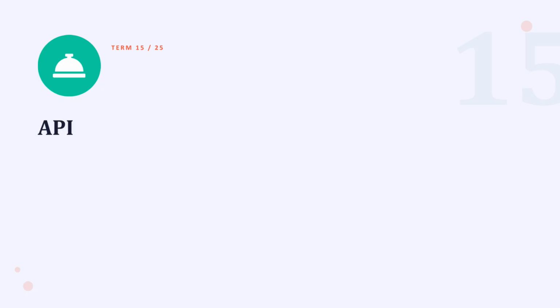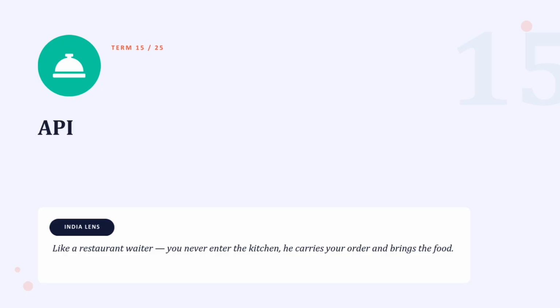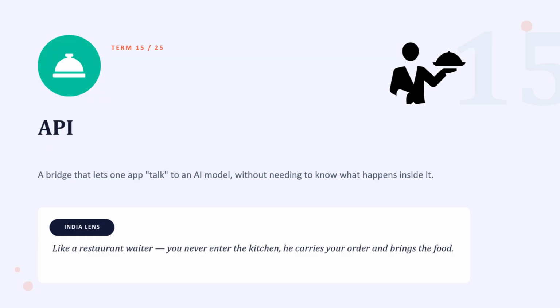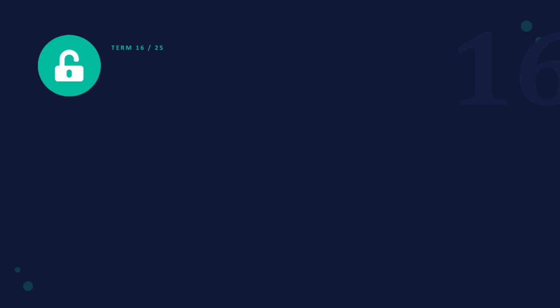Next is API. I mean, you don't walk into a restaurant kitchen to get your food. You tell the waiter what you want, and the waiter brings it from the kitchen to your table. An API is exactly this waiter, a bridge that lets your app talk to an AI model without needing to know what's happening inside. When the Swiggy chatbot answers your queries, it's talking to an AI model through an API behind the scenes.